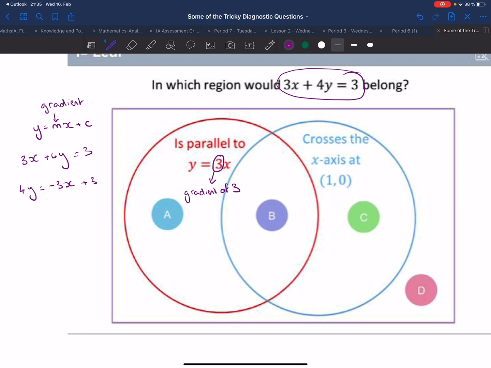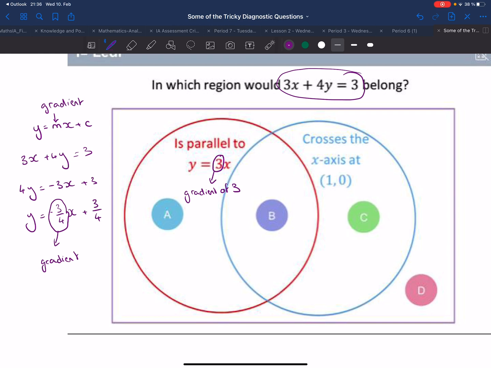That's almost in my y equals mx plus c form. But instead of having y on my left side, I've got 4y. So I need to divide everything through by 4 now to have just y. So then it'll be y equals minus 3 over 4 x plus 3 over 4. And that's now in my y equals mx plus c form. Now I can see that the gradient of this line is minus 3 over 4, which means it definitely isn't parallel to 3x because it doesn't have a gradient of 3.